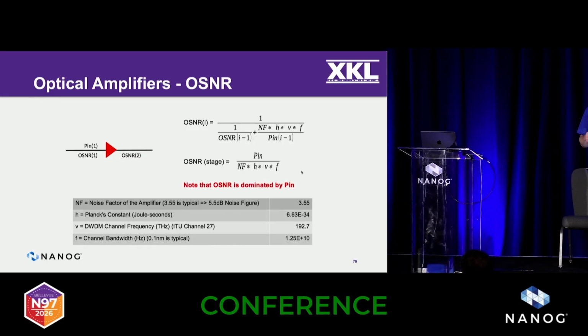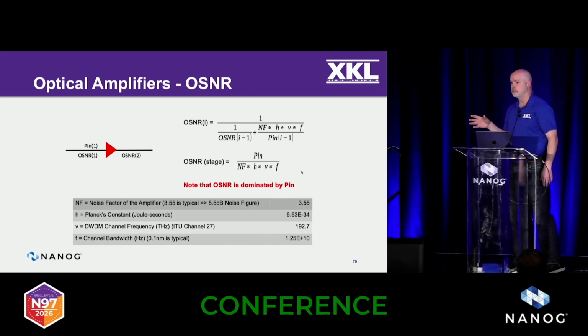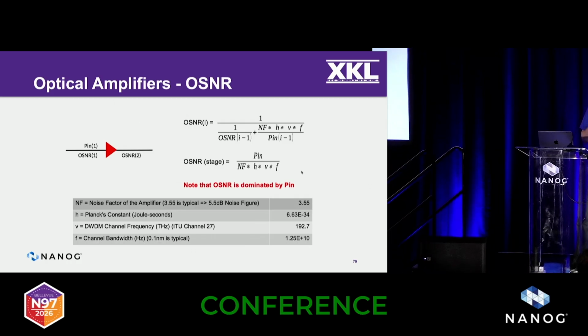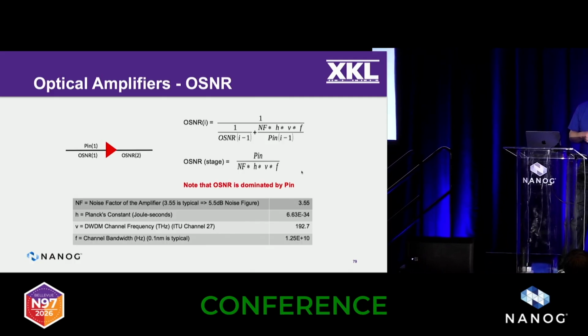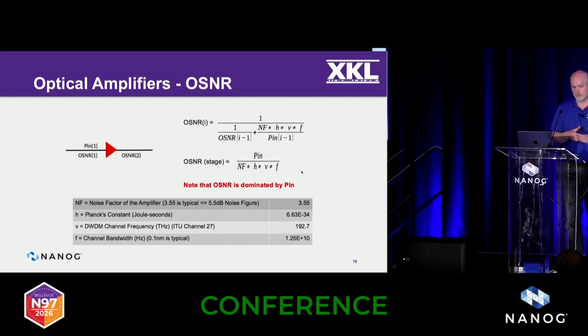So when people come to us all the time, I've got this link. I want to go from here to there, and I don't want an amp stage in the middle. It's space and power, and that's something I've got to manage. I'm like, well, okay, you can skip that, but my input power when I get to the other end is going to be so low, my OSNR might not work. But still, they want to skip it. Okay, let's throw a Raman in there. We do that all the time.